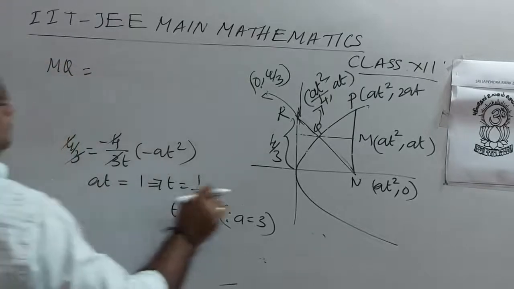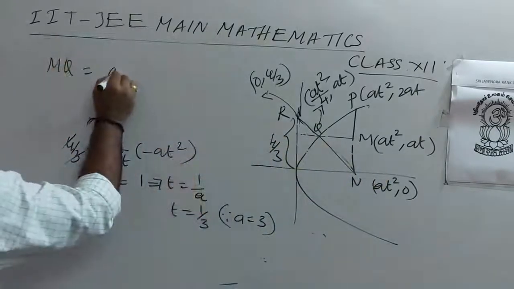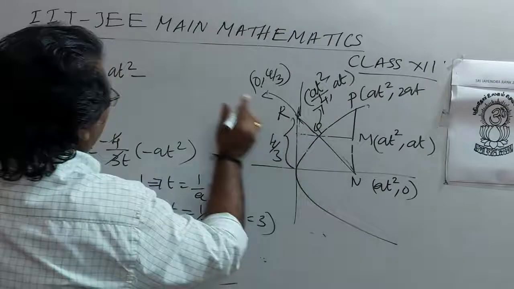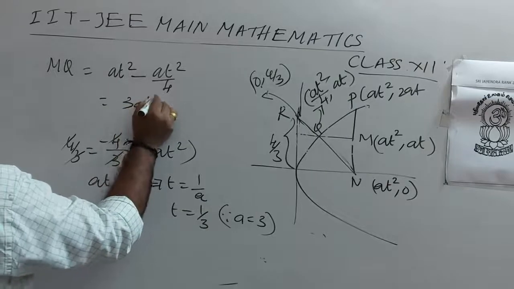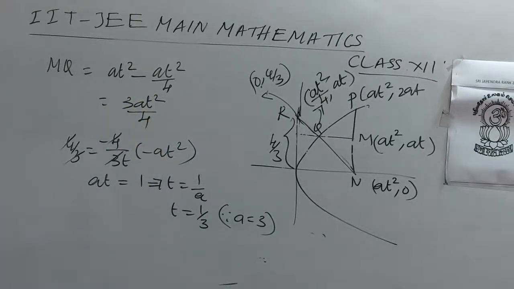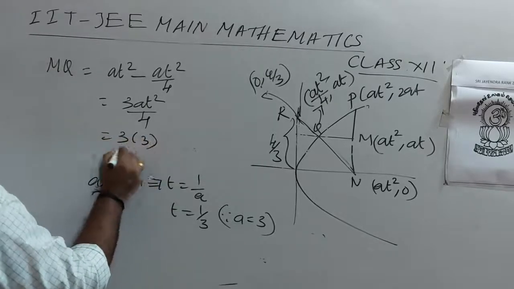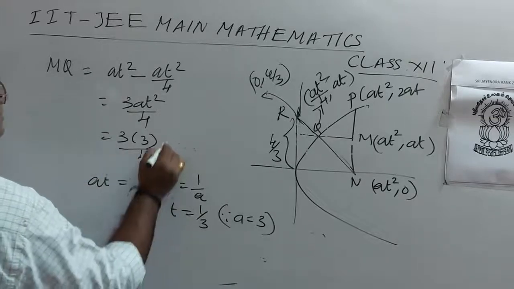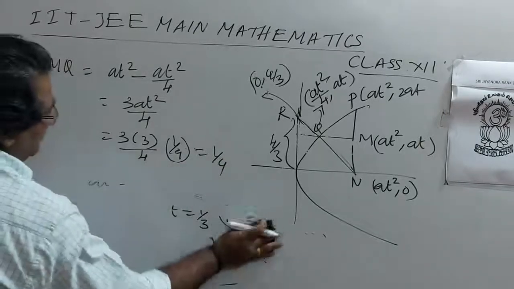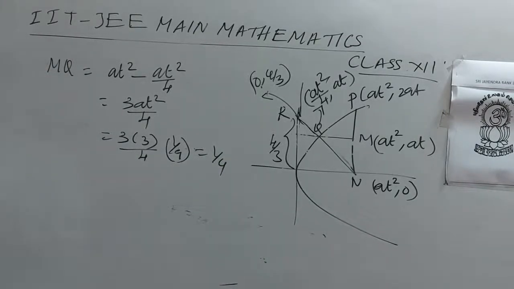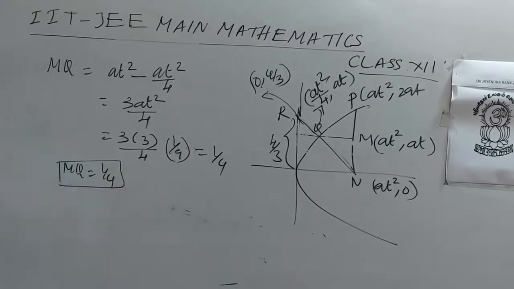To find MQ, this value minus this value, the whole distance equal to a t squared minus this, equal to 3 into 3 by 4 t squared, that is 1 by 9, equal to 1 by 4. So MQ equal to 1 by 4.